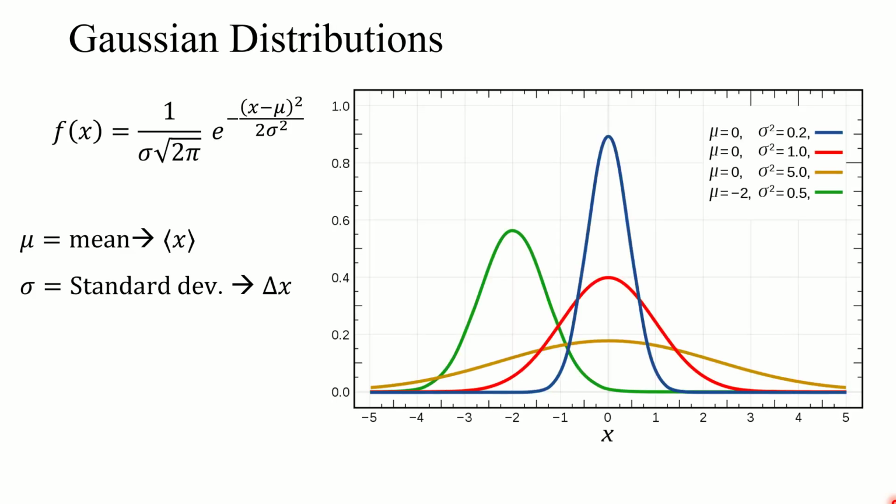So what we're going to do is look at a case where it's a Gaussian distribution, a probability distribution of those eigenvalues.